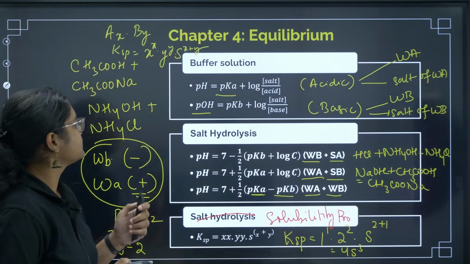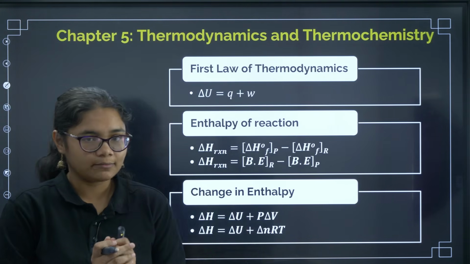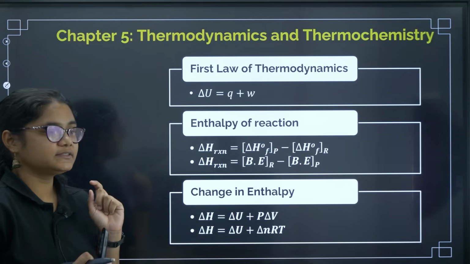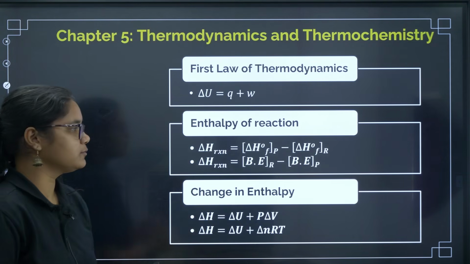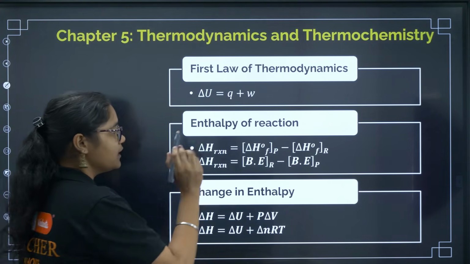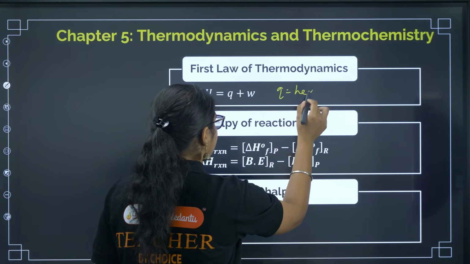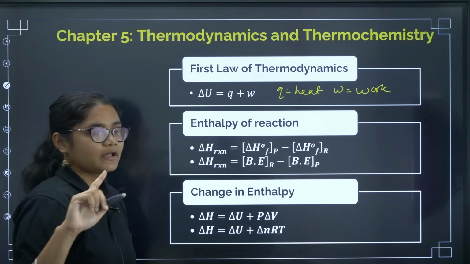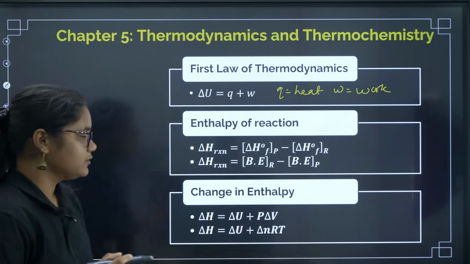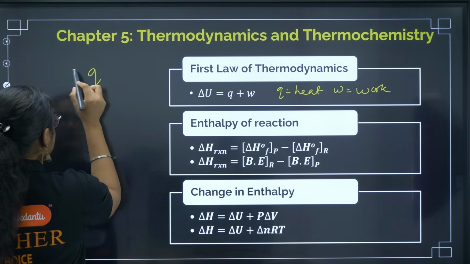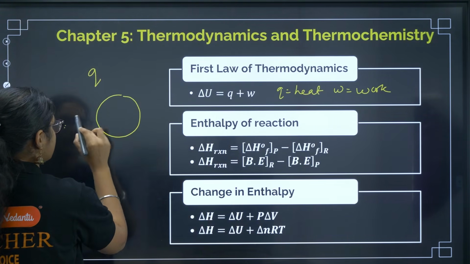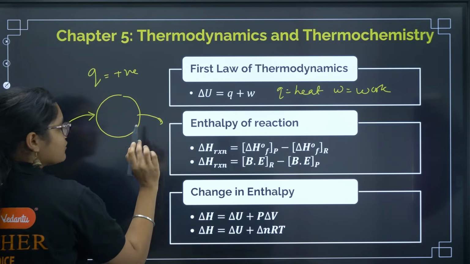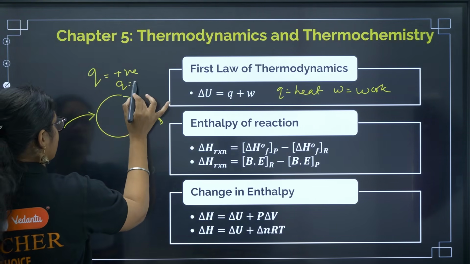Okay, now let us go to the next topic, that is thermodynamics and thermochemistry. Here the first is delta U equal to Q plus W, that is your first law of thermodynamics. Here Q is the heat provided, W is the work done. Now one thing you have to remember is the sign convention. If heat is given to the system, then Q will be positive. If heat comes out of the system, then Q will be negative.